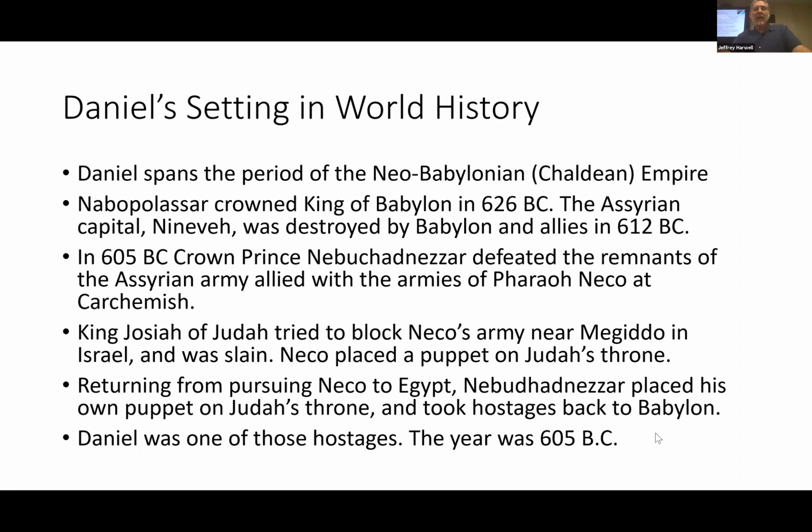Nabopolassar was crowned king of Babylon in 626 BC. And the Assyrian capital, Nineveh, and remember the Assyrians are the ones that carried away the 10 northern tribes in 758 BC. And Nabopolassar, together with allies that included the Medes and the Persians, overthrew the Assyrian capital of Nineveh in 612 BC. So the empire that had dominated the ancient Near East and was the rival of the Egyptian empire.